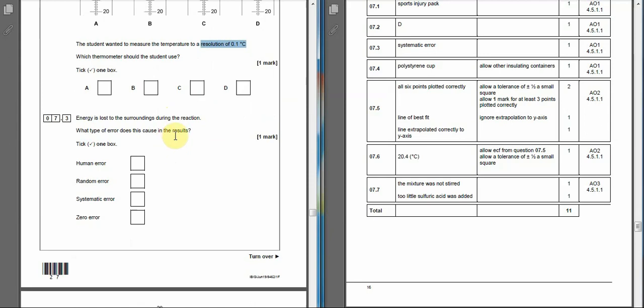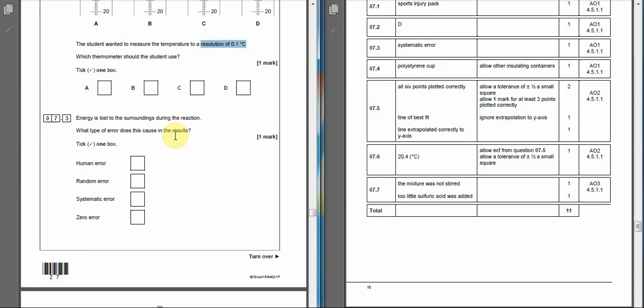energy is being lost every single time, so it is a systematic error. Let's just run through what these errors are, because it's probably something that you're not revising and it is something you need to know. Human errors are mistakes that you're making because you misread that 21 as a 22, or you didn't know the scale was going the wrong way or something like that.